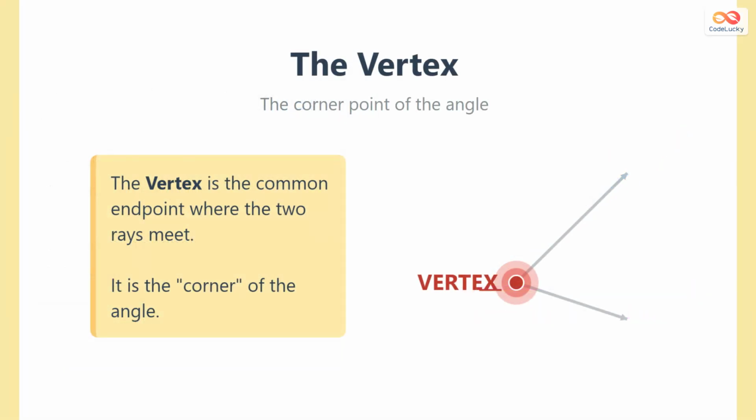The most important point of an angle is called the vertex. The vertex is that common endpoint where the two rays meet. It is basically the corner of the angle.